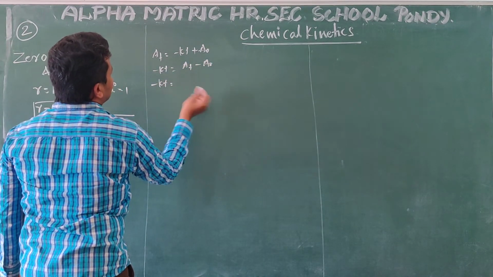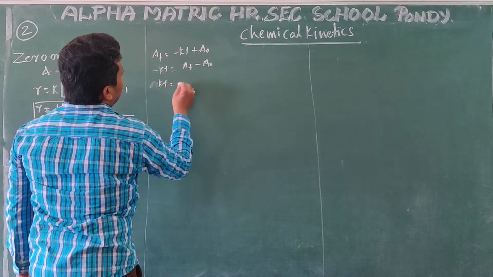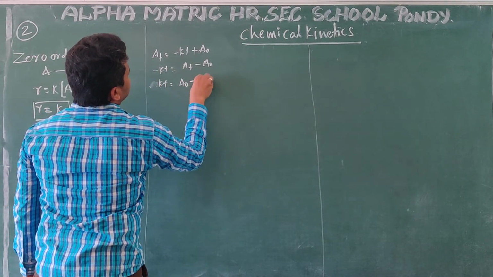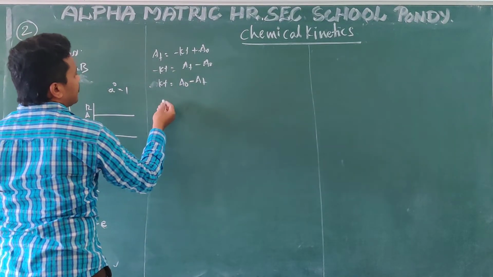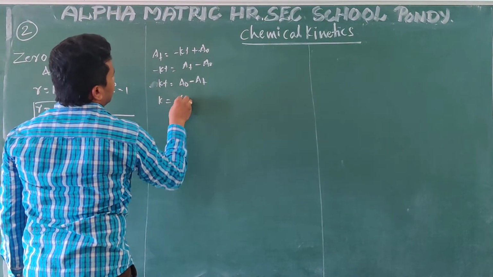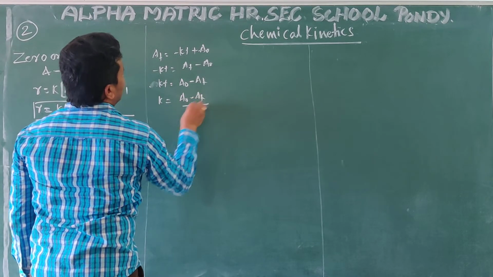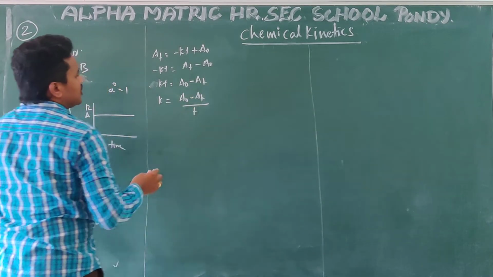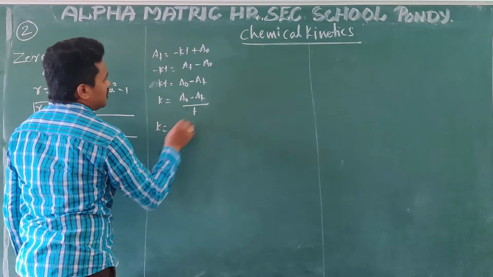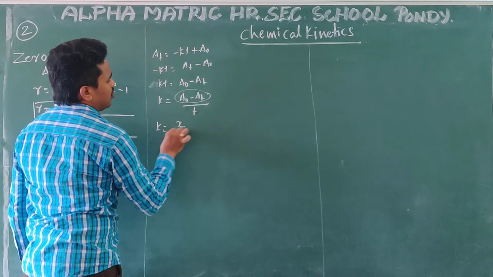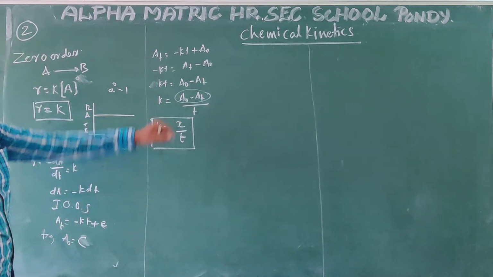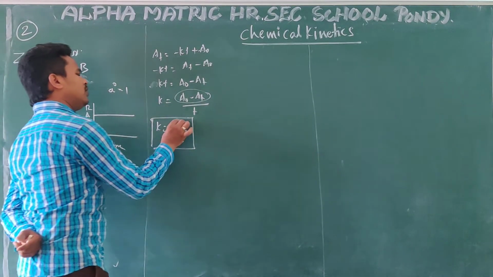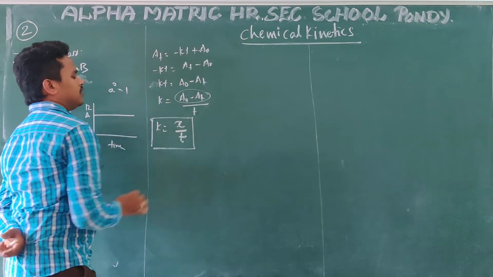Minus kt, that side we are going to send, means what is coming? A naught minus at, because a naught is a bigger value than at. A naught minus at by t is coming. So k is equal to, here this is a change that I am going to learn as x by t. Directly I have to write this one. So I am deriving for a one equation. K is equal to x by t.